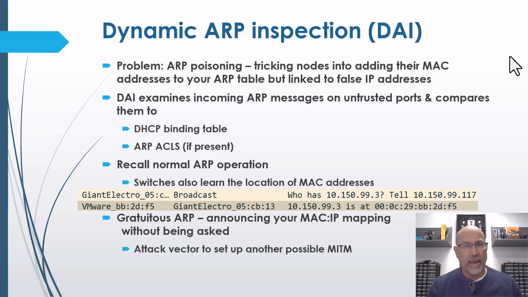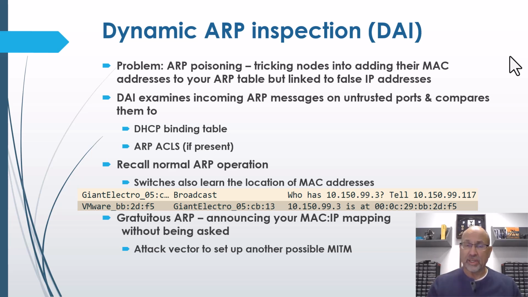But what if a bad guy announced itself in the same way and pretended to be you? So this is where dynamic ARP inspection comes in. What DAI does is it says, I'm going to examine incoming ARP messages on untrusted ports. Remember, in our topology, we've got a couple of untrusted ports. And what we're going to do is compare them to the DHCP binding table.